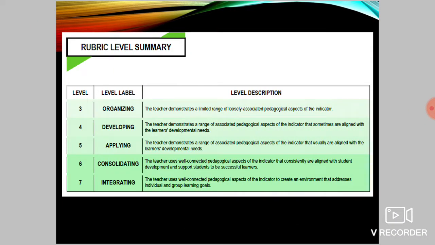During the observation or COT, the observer will use 9 objectives. And to give you a grade, you have levels. So we have 7, 6, 5, 4, and 3. 3 means organizing, 4 means developing, 5 means applying, 6 is consolidating, and 7 is integrating.